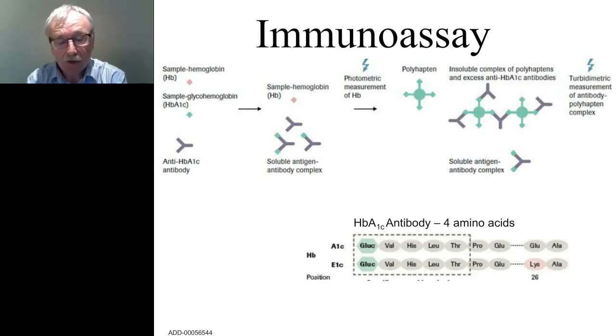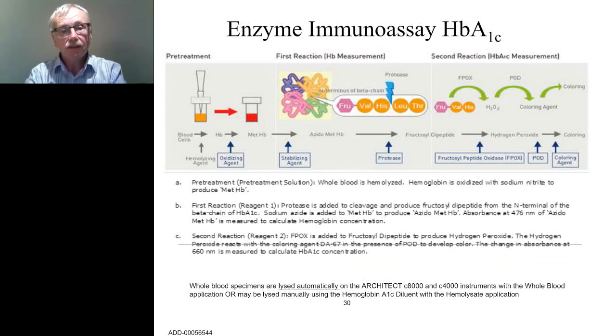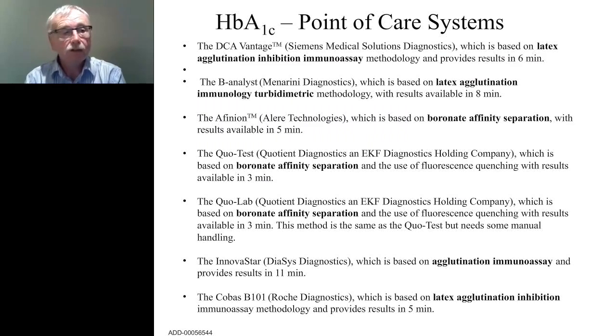Immunoassay: glucose bound to the hemoglobin creates a slightly different structure, and therefore an antibody can be raised against this slight difference. The new method recently described is enzyme immunoassay. This is where an enzyme is used to recognize the hemoglobin A1C. And also don't forget, there are a large number of point of care systems available for measurement of hemoglobin A1C.